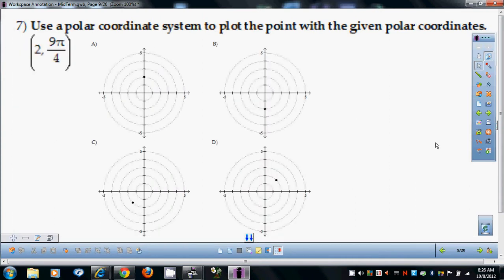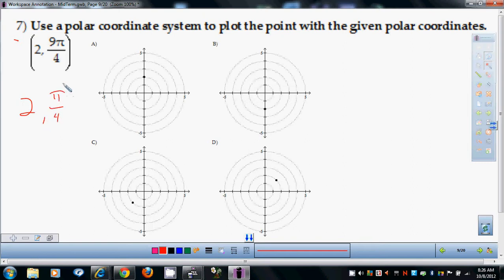There it is. R theta, and we have to find the correct polar coordinate. Now, 9 pi over 4. What's the problem with 9 pi over 4? It's greater than 2 pi. So we have to find a coterminal angle with that. So we subtract 2 pi, and what's that going to be? Some of you guys are getting wicked fast at that. Kudos. So that's the same thing as 2 comma pi over 4.